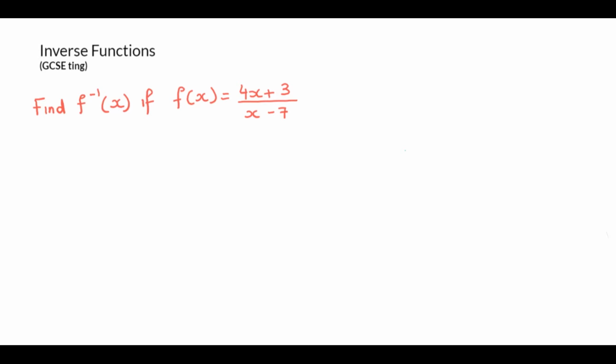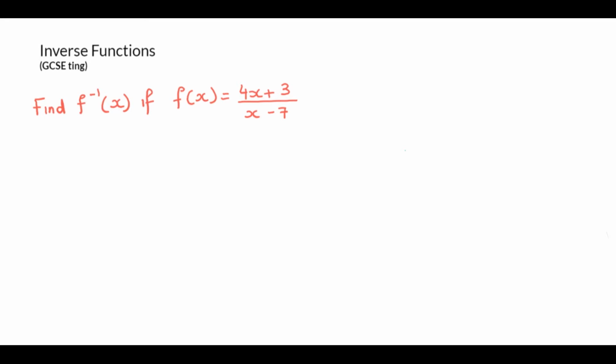So, as you can see, it says in the question, find f to the minus 1 of x. Now, this is what we call the inverse function, yeah? So this f to the minus 1 of x is the inverse function. You understand? So what they're saying is find the inverse function if f of x is equal to (4x plus 3) over (x minus 7). So let's go through the steps on what we need to do here.